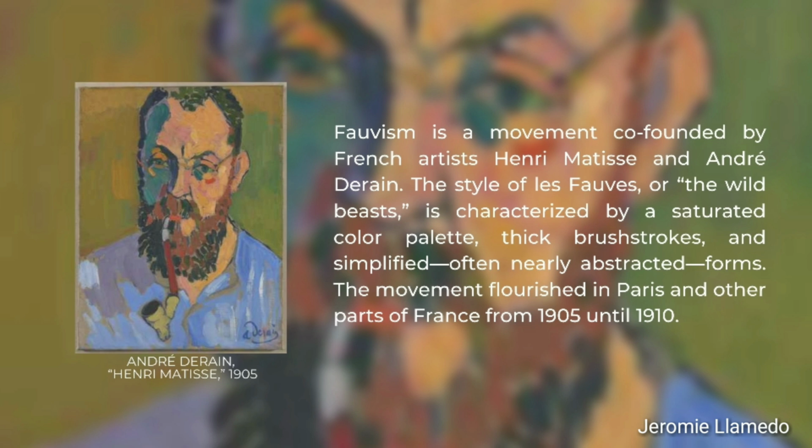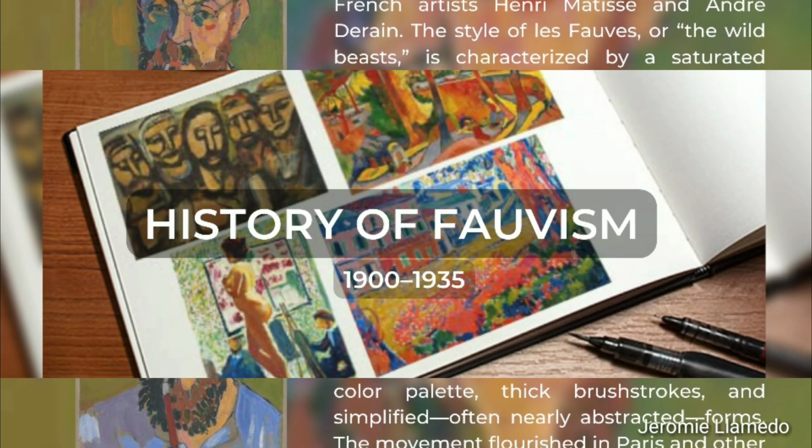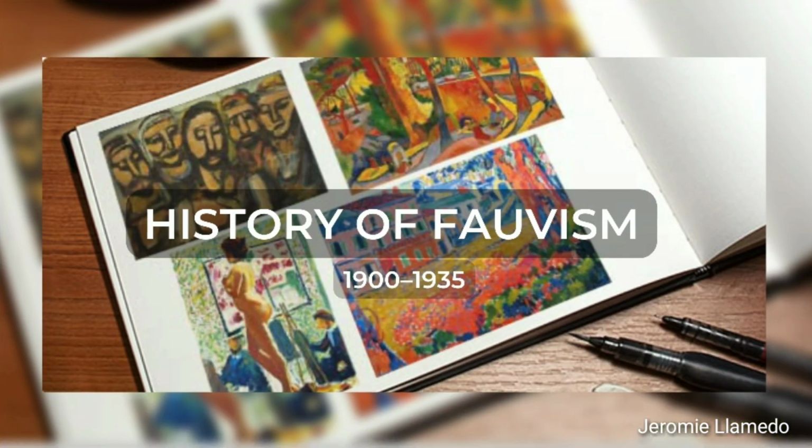Fauvism is a movement co-founded by French artists Henri Matisse and André Derain. The style of Les Fauves, or the Wild Beasts, is characterized by a saturated color palette, thick brushstrokes, and simplified, often nearly abstracted forms. The movement flourished in Paris and other parts of France from 1905 until 1910. The history of Fauvism.